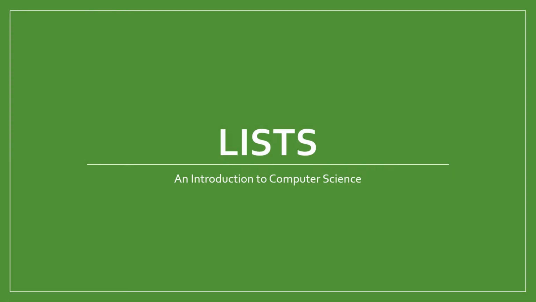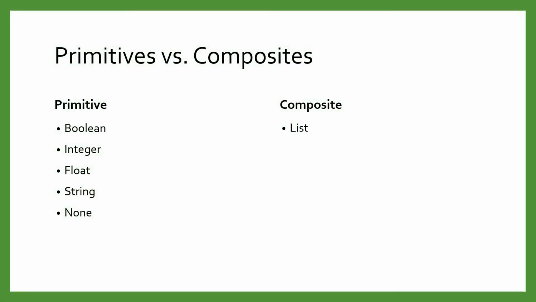Let's learn about lists. We have learned about 5 primitive types: booleans, integers, floats, strings, and the special none. Python actually has many more types, which are called composite types. Composite types are named because they are composed of other types, unlike primitive types.